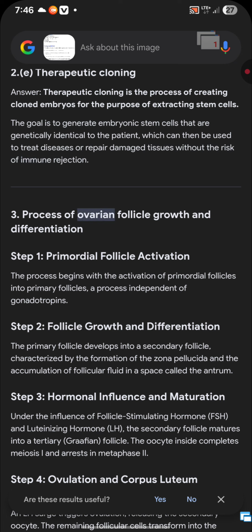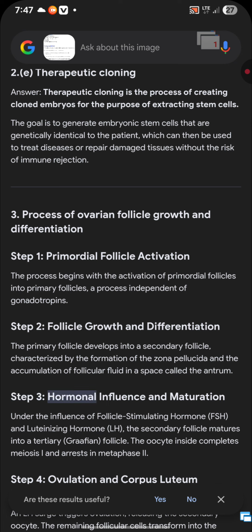3. Process of ovarian follicle growth and differentiation. Step 1. Primordial follicle activation. The process begins with the activation of primordial follicles into primary follicles, a process independent of gonadotropins. Step 2. Follicle growth and differentiation. The primary follicle develops into a secondary follicle, characterized by the formation of the zona pellucida and the accumulation of follicular fluid in a space called the antrum.